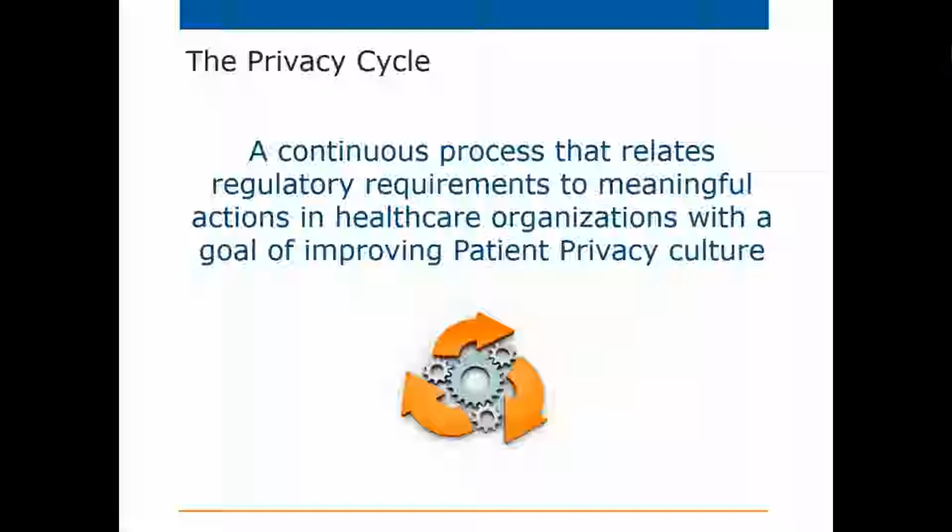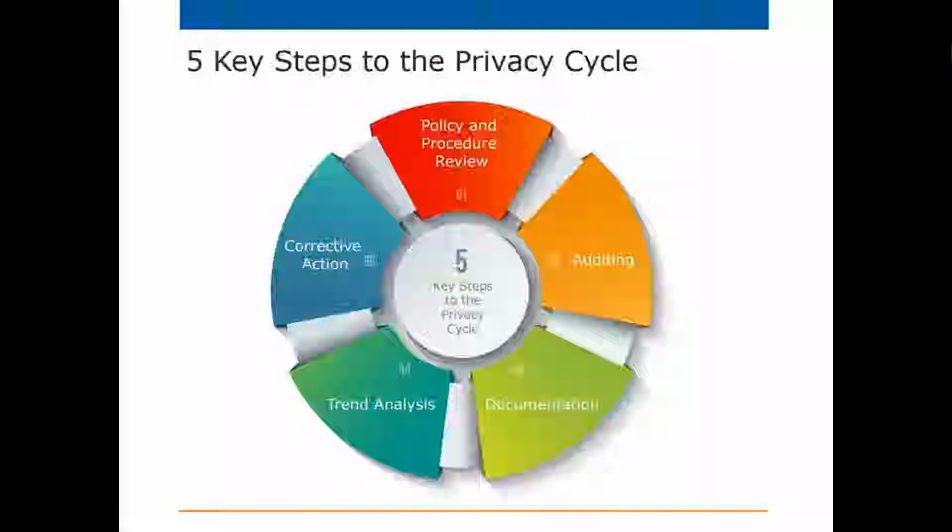So it's really trying to get to the deeper meaning behind those regulatory requirements to make positive changes in our organizations. This process is broken down into 5 key steps, and we're going to touch on each of these steps today during our presentation. It's going to begin with policies and procedures, move through auditing, documentation, trend analysis, and then finally administering the appropriate corrective action. And this is a cycle, so it doesn't stop there. It's something that will rinse and repeat.